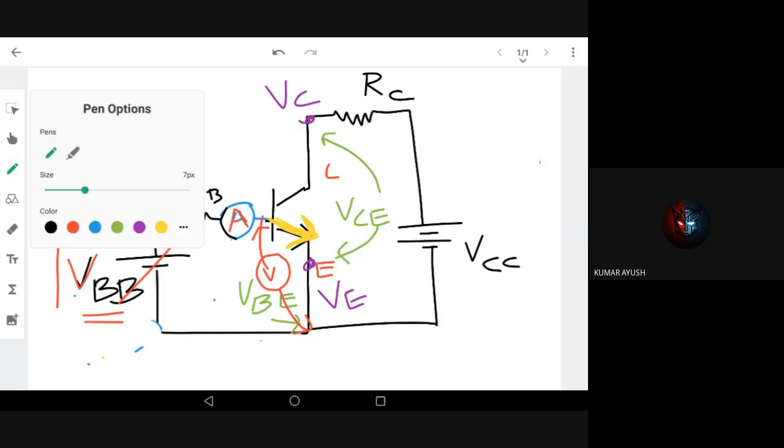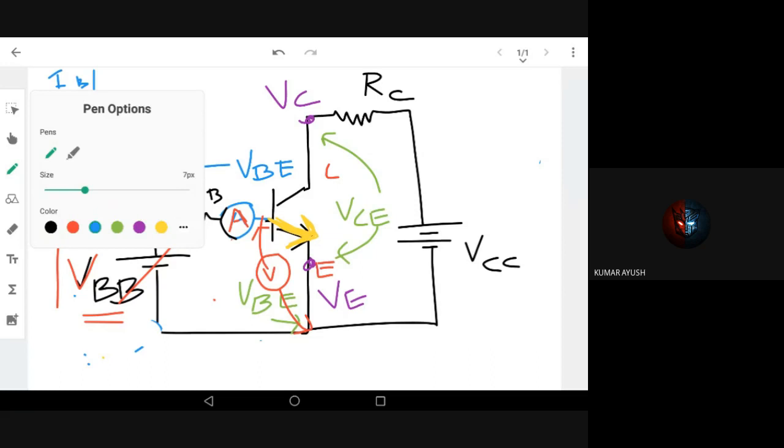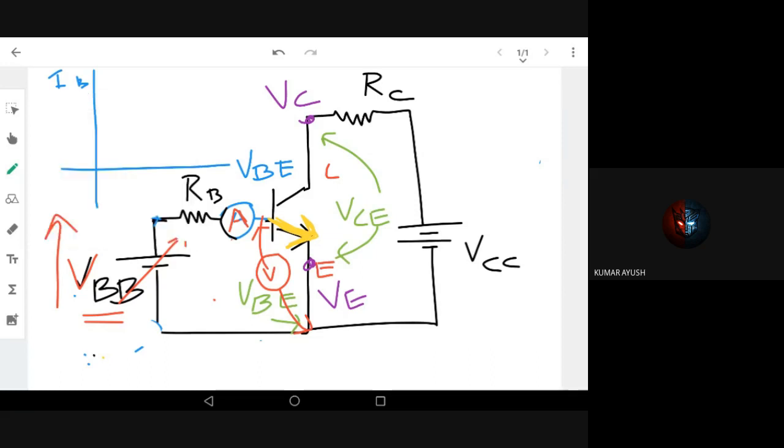That's an exponential curve. That means we are plotting IB, the base current, versus VBE, the base-emitter voltage of a transistor. Initially VBB is 0. I'm giving 0 potential, so obviously the voltage drop will be 0. Again, slowly I increase VBB so that more voltage drop will be there. So we can see the graph like this. Initially it was very slow.